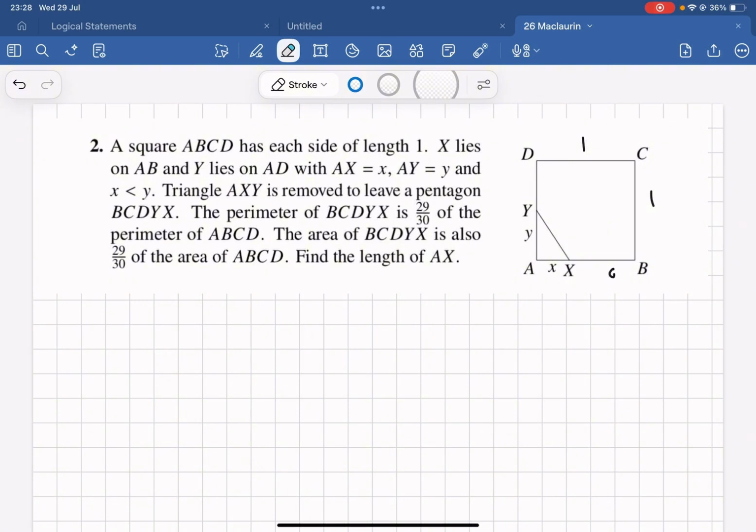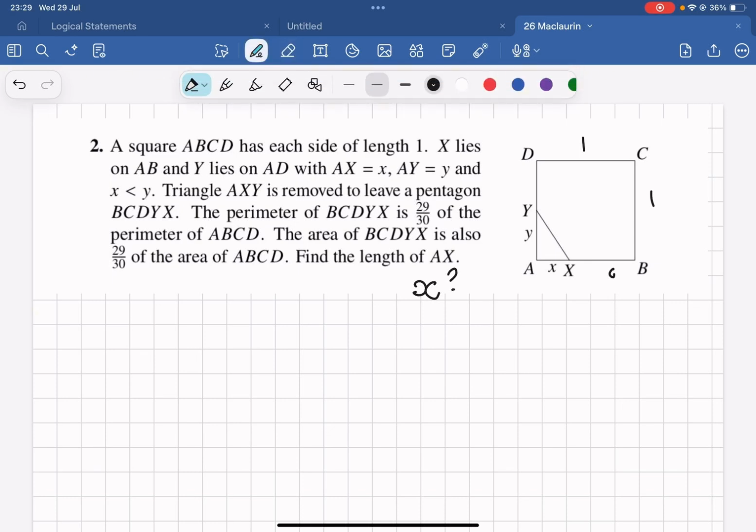The triangle AXY is removed to leave a pentagon, BCDYX. So that's this pentagon here. And its perimeter is 29 over 30 of the perimeter of the square. Now the area of this pentagon is also 29 over 30 of the area of the square. Now we need to find the length of AX. So all this is saying is to find what x is.